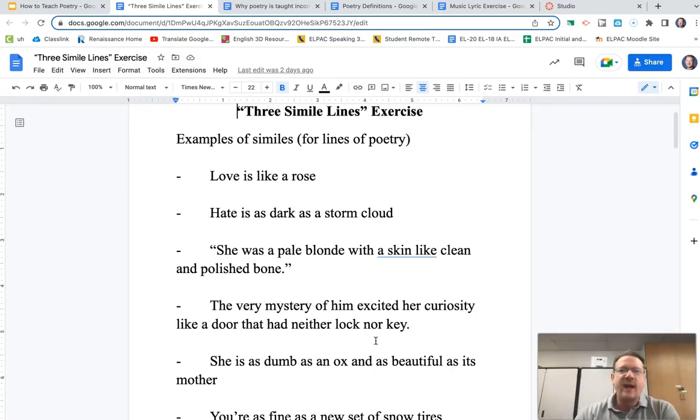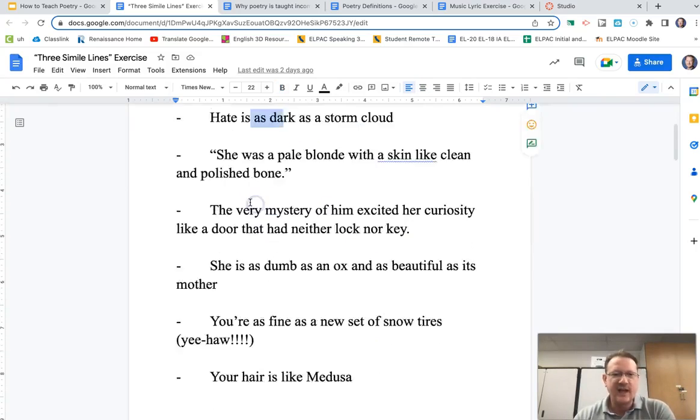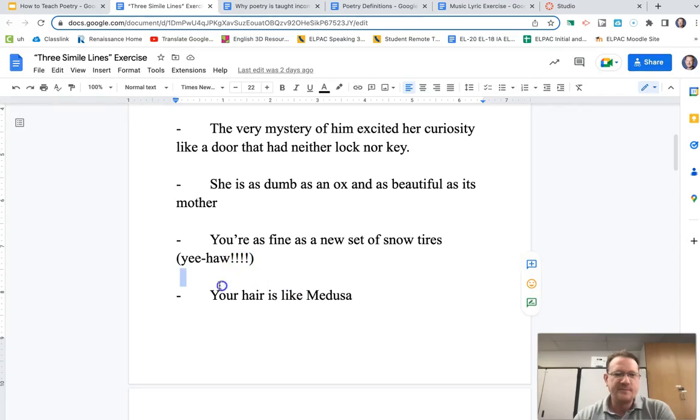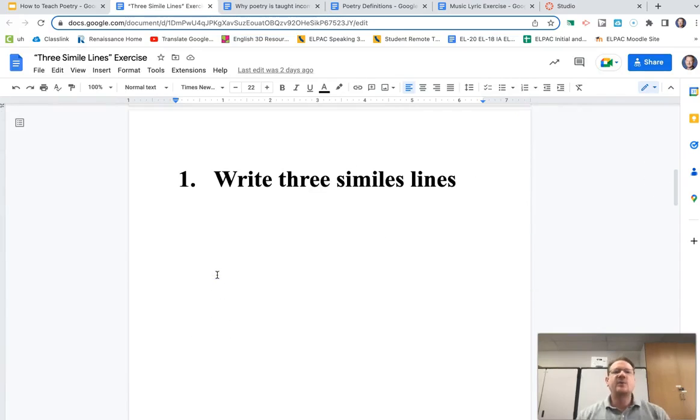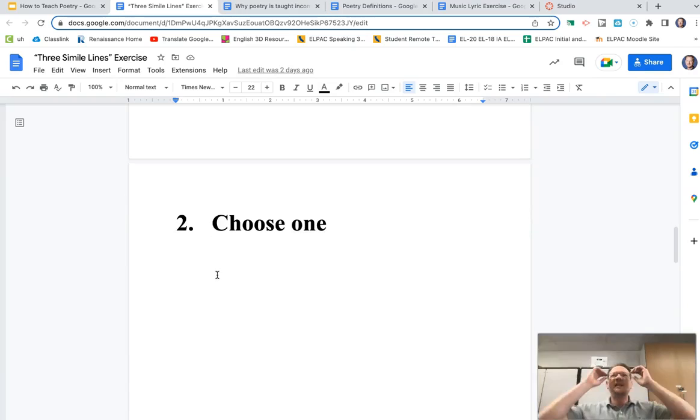So here's my list of examples of similes, and I'll go over a bunch of them. And then I ask them to write 3 simile lines. Literally just make up 3 similes. I say take 3 minutes. That's all you need, 3 minutes, 2 minutes maybe. Don't spend too much time. Keep the students moving. I say don't Google them, just make them up. Don't use one you've heard before. Totally make it up. That's the first step. So that takes 3 minutes.